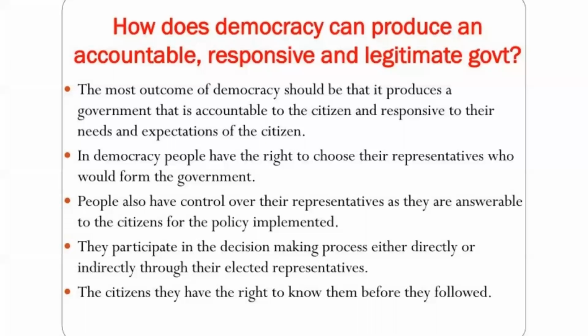And this is the government's responsibility. The government has to answer to citizens when it makes any policy, when it makes any new law, or when it amends any old law. It is the government's responsibility to make people aware of every law that is made, and every law is made for the betterment of the people. This is the responsibility of government: to give proper answers to the people, because they are elected by the people. They are elected representatives. People participate in the decision making process either directly or indirectly through their elected representatives.